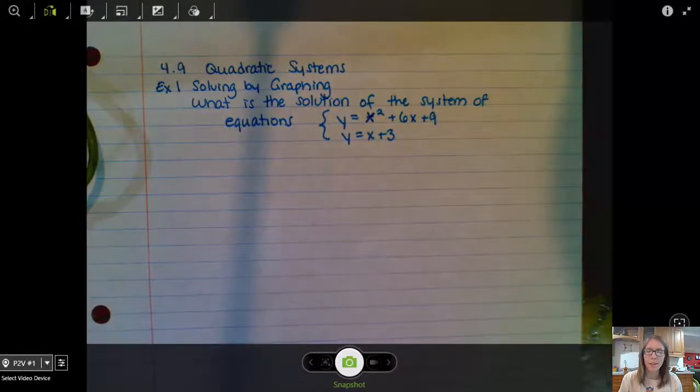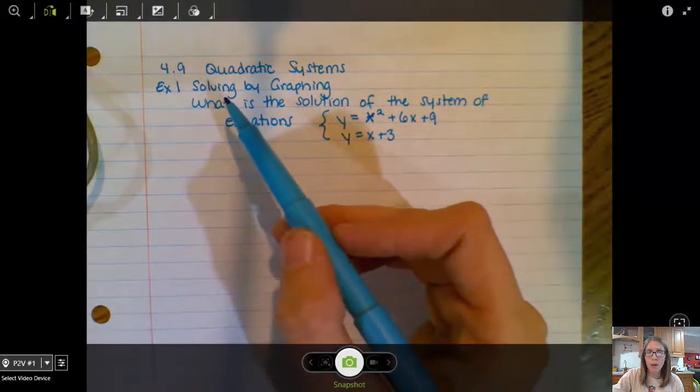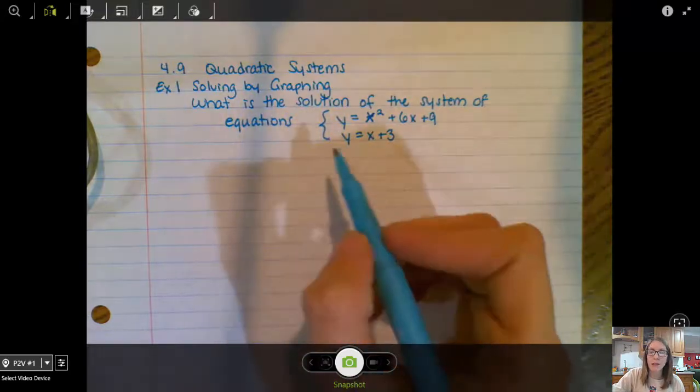So along the way in our math careers, we have solved systems of equations. And in the systems of equations that we have solved, we've had two lines, and our solution is where those two lines intersect. Now we're going to extend that to quadratics and quadratic systems. So our first example here, we're going to solve by graphing. And we want to find the solution to the system of equations.